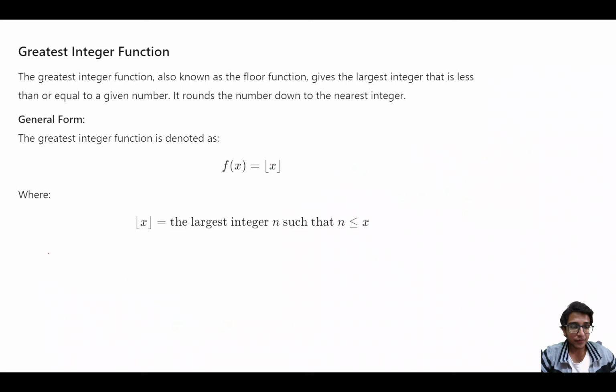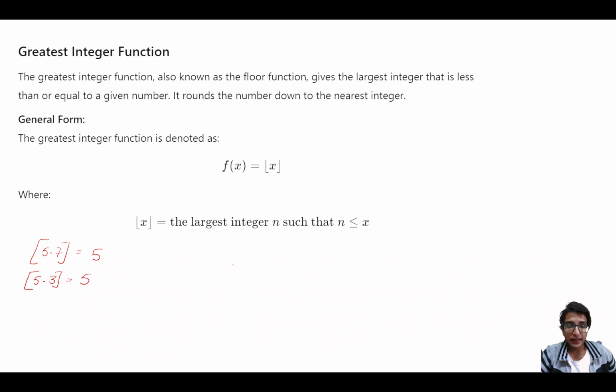Let's say if I have greatest integer of 5.7, what is it going to be? 5. If I have 5.3, what would it become? It would still be 5. So do not confuse yourselves that if it is 5.7, then greatest integer function would be 6. It is not like that. So keep this thing in mind.